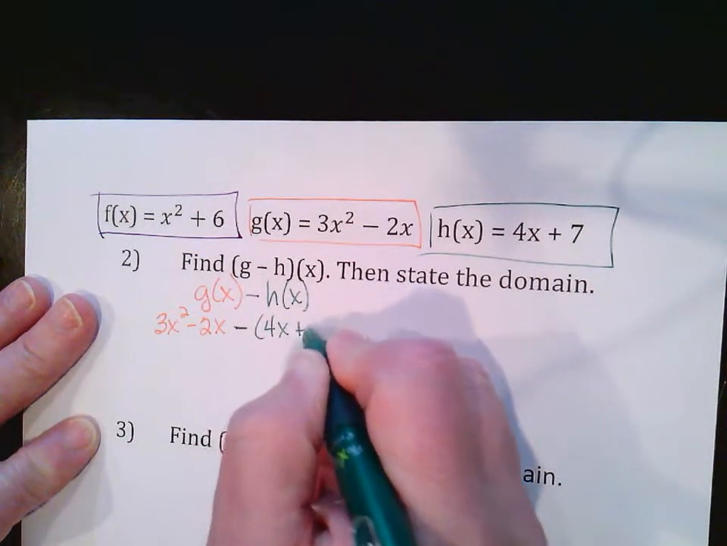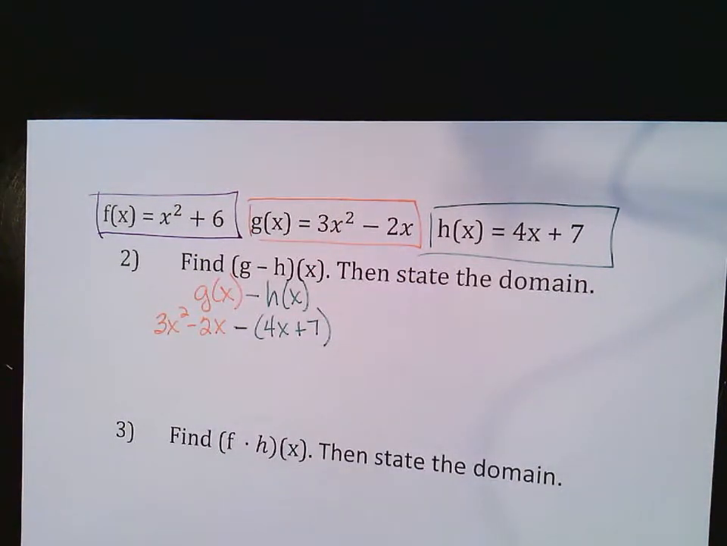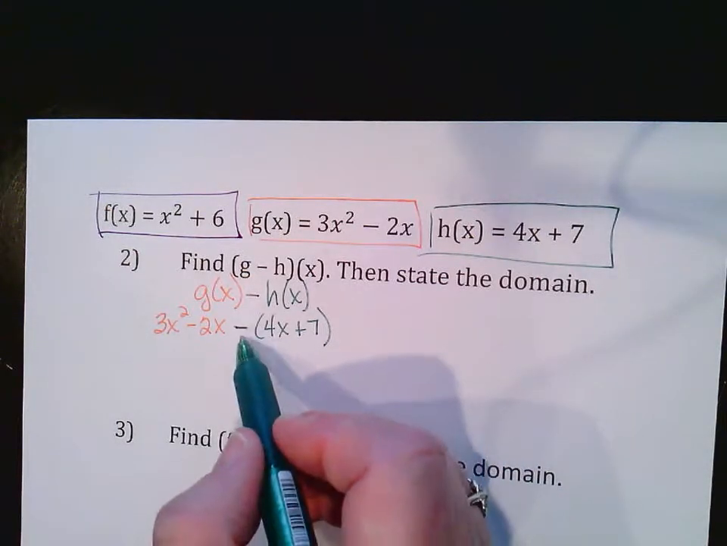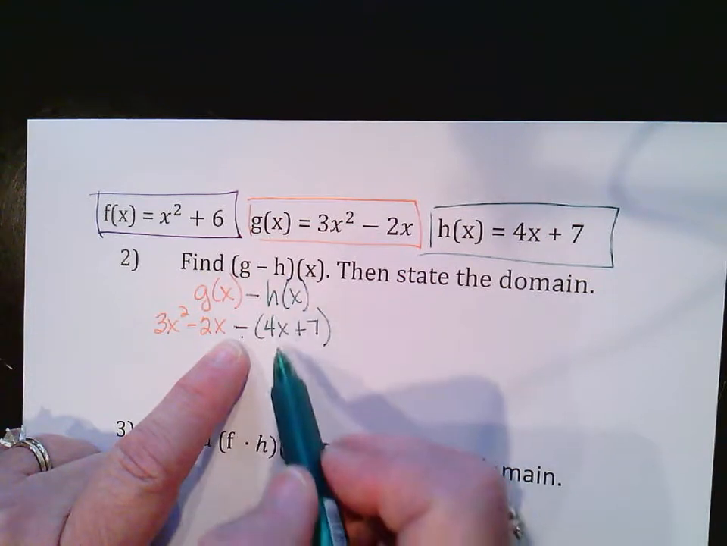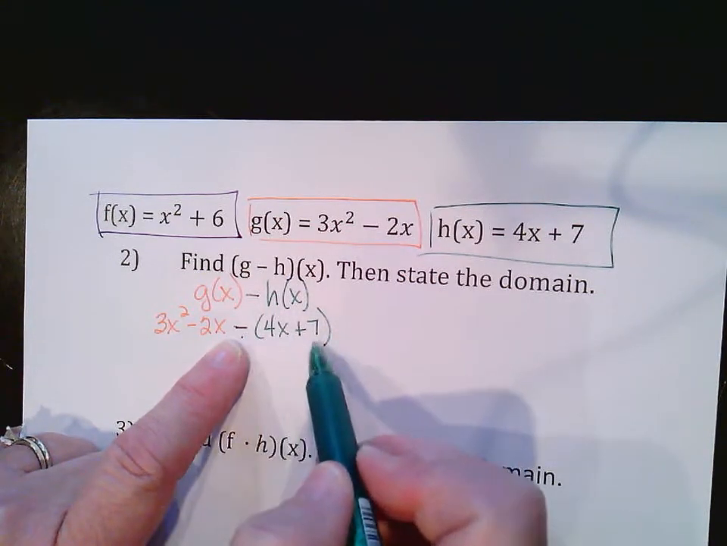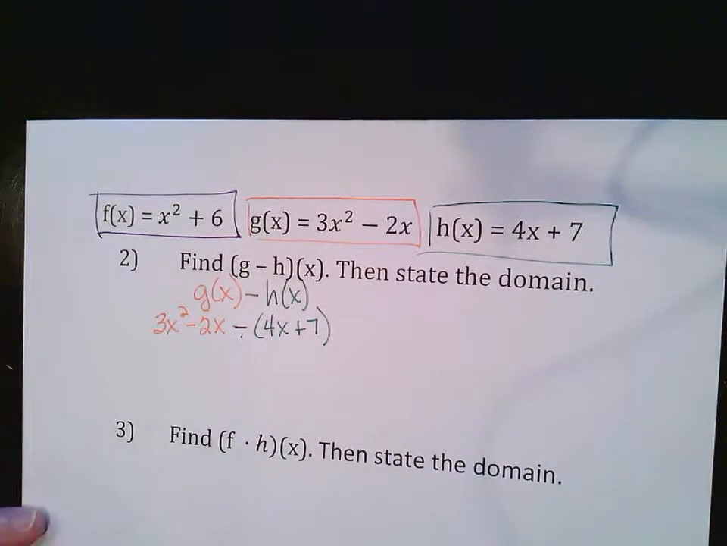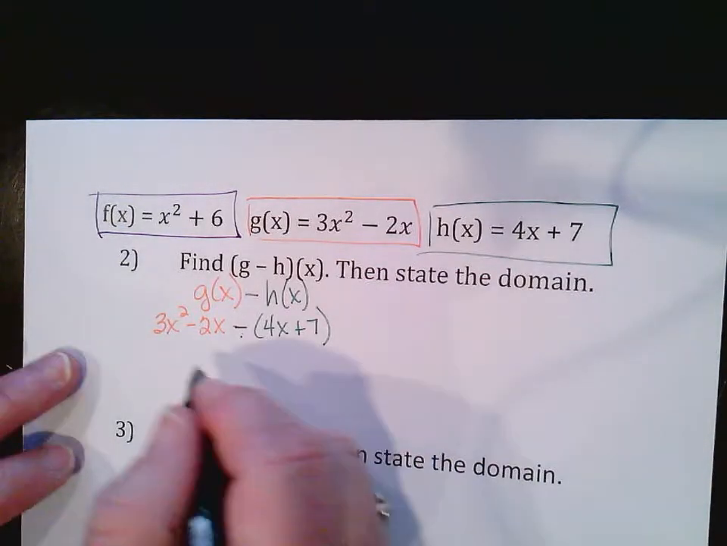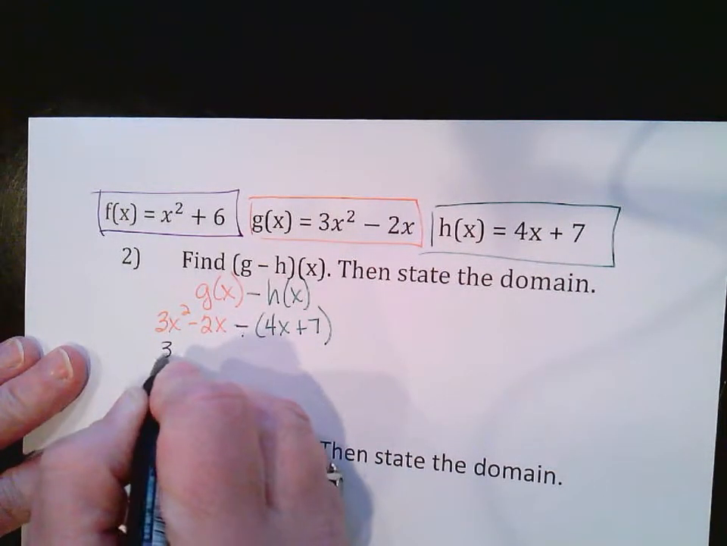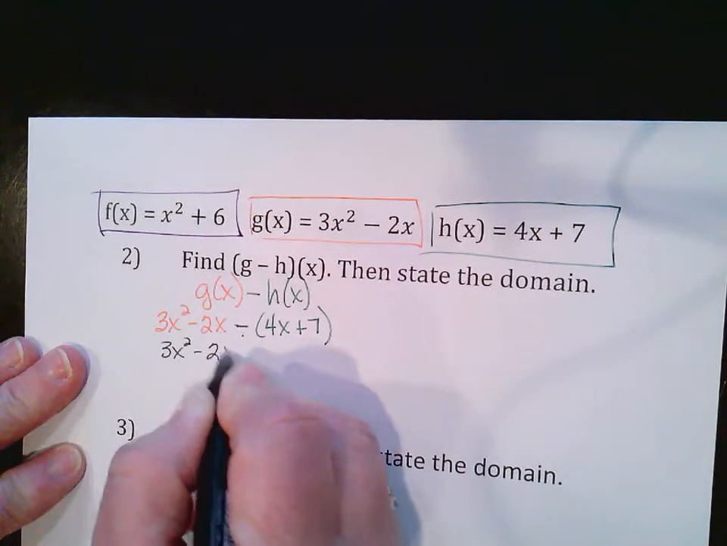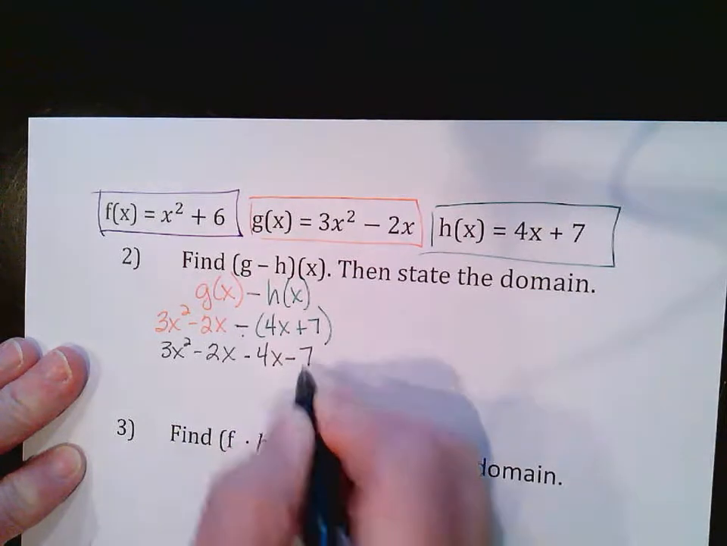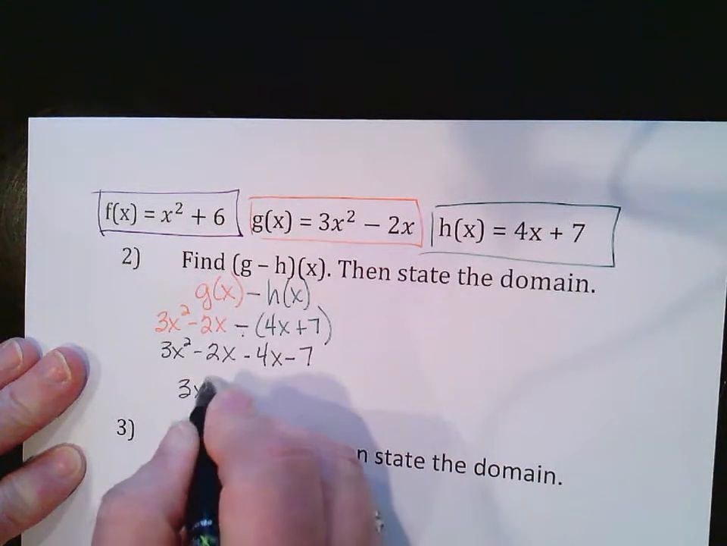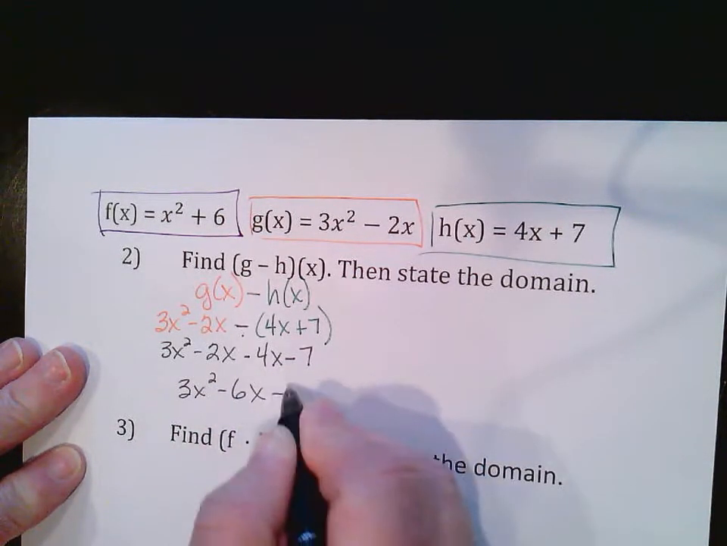Notice I put it in parentheses. We didn't need to do that when it was addition because the addition wasn't going to change anything. But when we have subtraction, we're subtracting all of H of X. So I need to make sure I distribute the negative, and the best way to make sure that I do that is to put it in parentheses. So then when I distribute that negative, I get 3x squared minus 2x minus 4x minus 7. And then I combine like terms, and I have 3x squared minus 6x minus 7.